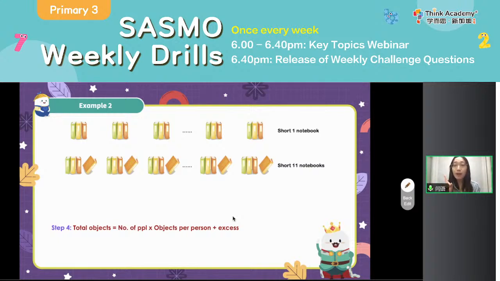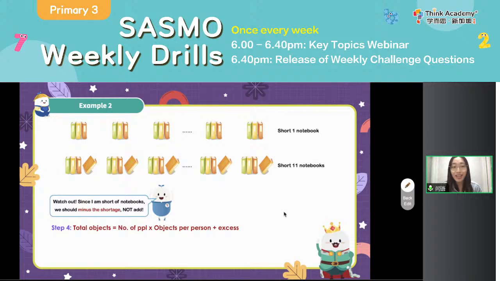No. Okay, remember, what is the meaning of a shortage? That is not enough. There are some missing parts, right? So what should we do with the missing part? Do you remember that? You need to minus the shortage. Okay, so you can see that there is a small difference between example 1 and example 2. In example 1, because we have more, we just apply addition. But in example 2, it is about the shortage, so here we need to subtract.